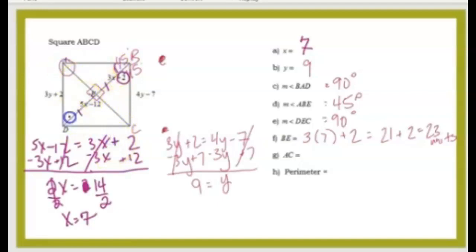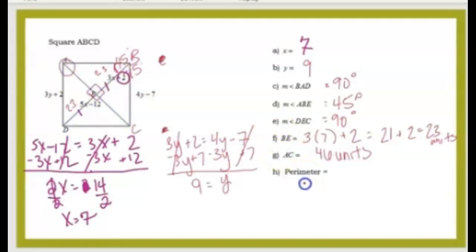And the reason we're going to find DB is because those are the ones that have the markings on them, the measurements. And we know that it's 23, this piece. So this piece must be 23. So the whole thing is 46 units. And the diagonals are congruent. So we found this one to be 46. So that means this one is also 46.